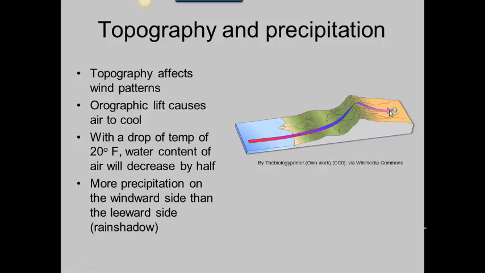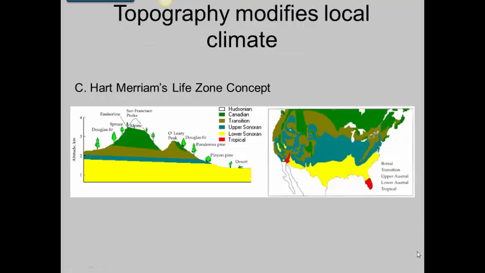So this has a huge impact on the distribution of plants. Topography has a huge impact on climate, and therefore it has a huge impact on the distribution of plants. In general, we can see the impact of topography on climate when we examine the distribution of plant communities along an elevation transect. Many early plant biogeographers or early ecologists like C.